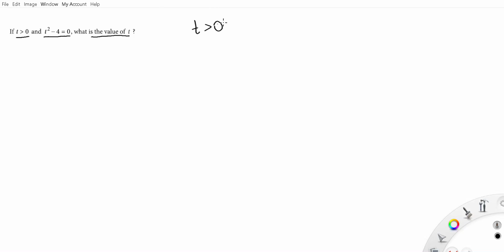So what they're saying is that whenever you solve this equation for t, you find what the solutions are, you're only going to take the values that are positive, the ones that are greater than 0. So you might solve this and end up with a positive or a negative number or both. You're only going to look at the ones that are positive or greater than 0. So there's two ways that you can solve this, and I will show you both.